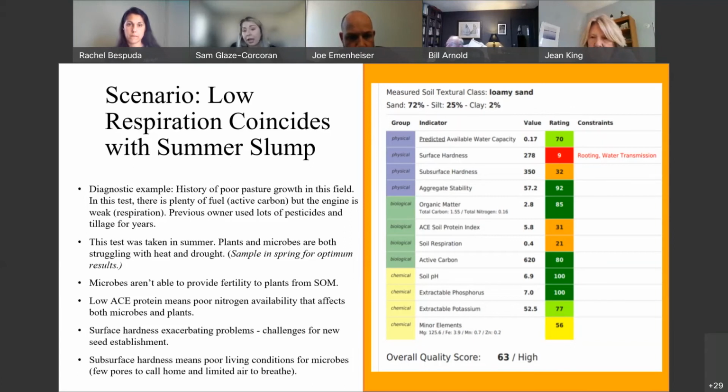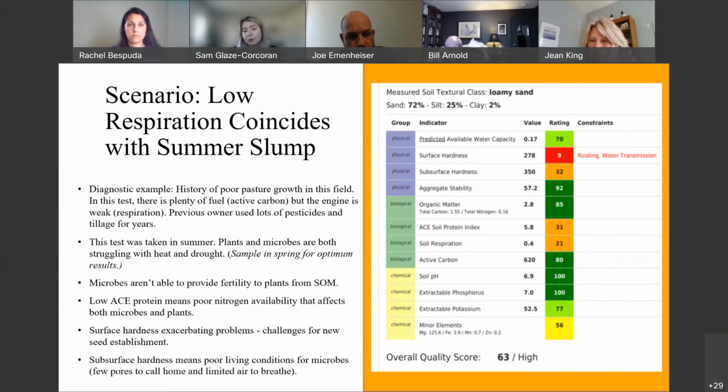We also see a low ACE soil protein index. Again, I know it's kind of an abstract one, but we can think of that as a measure of the quality of our organic matter. So even though we have a decent organic matter, close to 3%, there's not actually a lot of nitrogen in that organic matter. And so our microbes are starving for nitrogen, and they're not able to provide nitrogen to those plants. So what we're seeing here is a really live-time example of, we didn't think about managing soil health in the past. Someone new is trying to manage for soil health, but their plants are struggling.